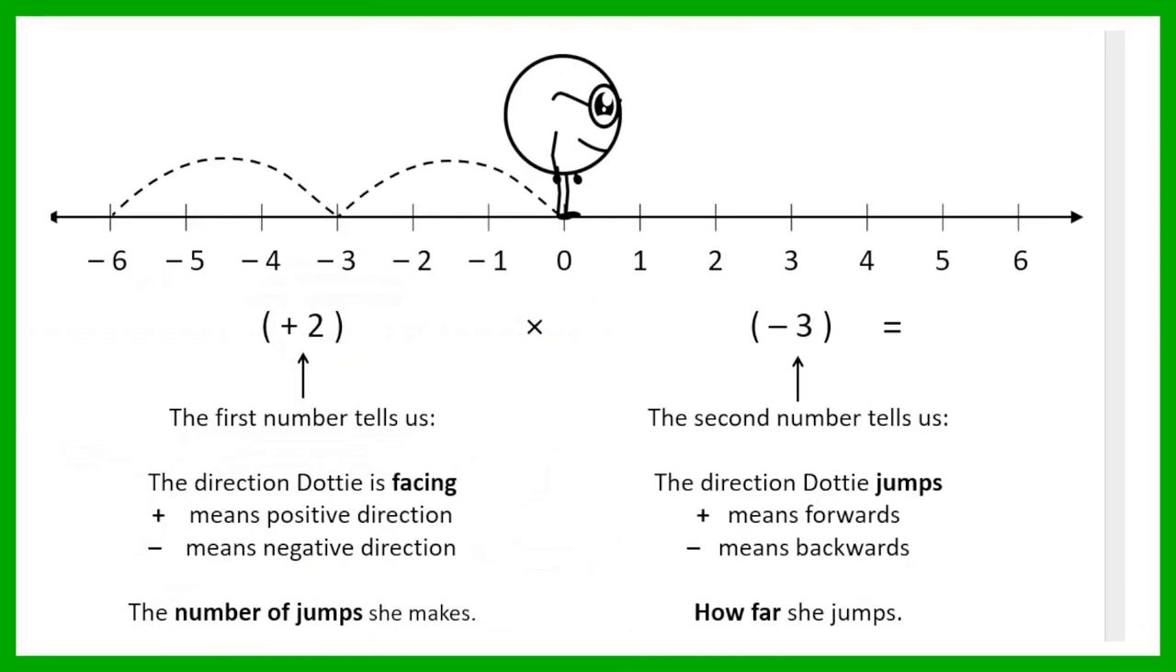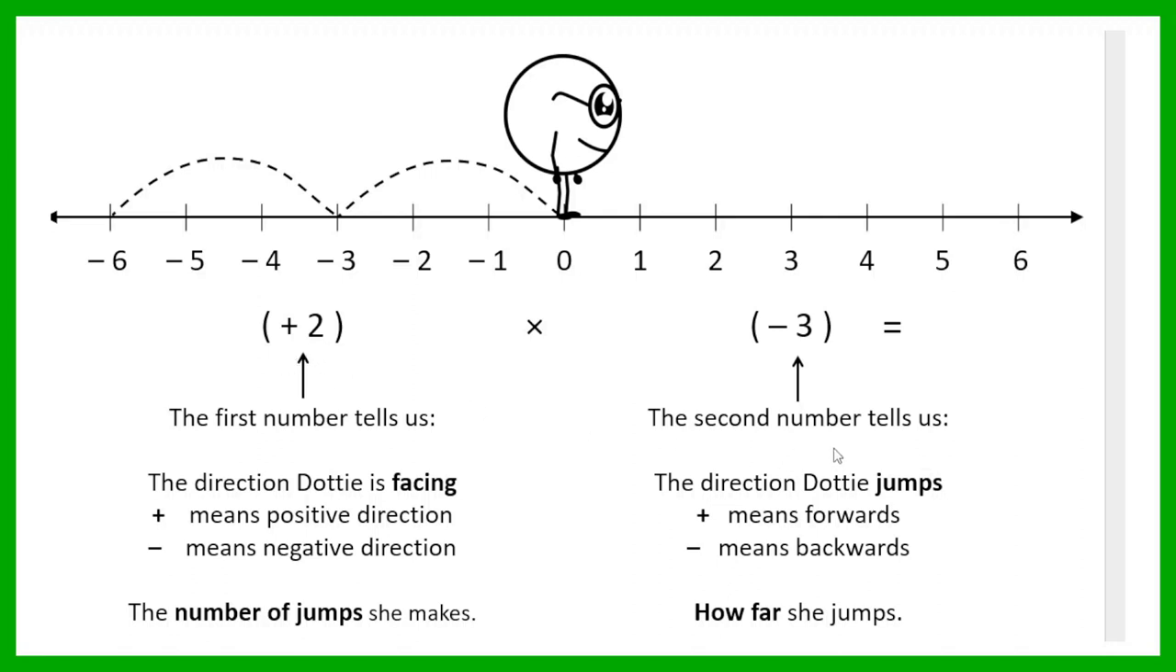Okay, so first of all, we've got positive 2 multiplied by negative 3. Now these two integers tell us what direction she's facing and what direction she's jumping and how far she jumps and how many jumps she makes. So the first number over here is telling us what direction she's facing. If this number is positive, she is facing the positive direction. So like you can see over here, she's facing the positive direction. And then the actual number, in this case it's number 2, tells us how many jumps she is making.